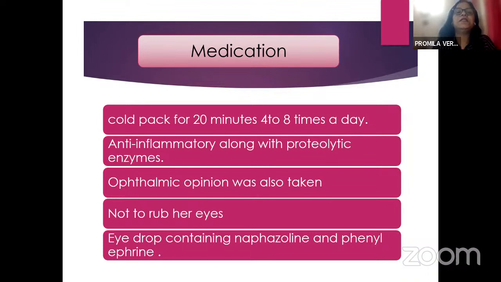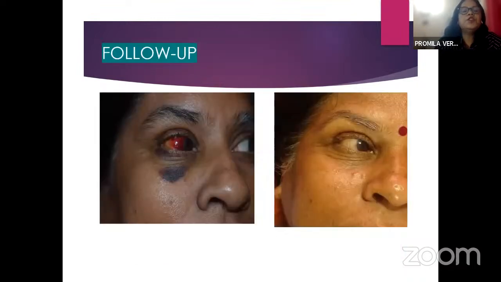So for the patient in this condition, first of all the patient was reassured that there's nothing serious and that she will be all right. This was the major step which was taken. She was advised a cold pack of 20 minutes, 4 to 8 times a day, and anti-inflammatory medication along with proteolytic enzymes. An ophthalmic opinion was taken from an ophthalmologist, and the patient was advised not to rub her eyes, and eye drops containing naphazoline and phenylephrine were also advised. After 7 days of treatment, the patient was completely asymptomatic.